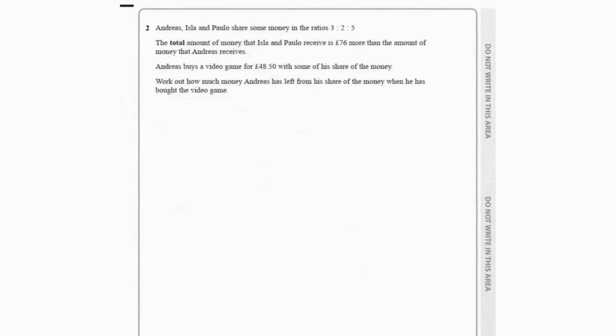Then ratios is a very popular topic that always tends to come. You will always get a word problem for ratios. Andreas, Isla, and Paolo share some money in the ratio 3:2:5. The total amount of money that Isla and Paolo receive is 76 pounds more than the amount of money that Andreas receives. Andreas buys a video game for 48.50 pounds with some of his share of the money. Work out how much Andreas has left from his share of the money when he has bought the video game.